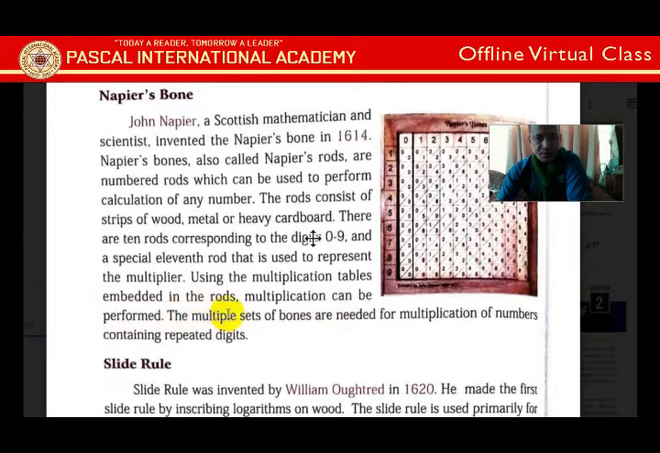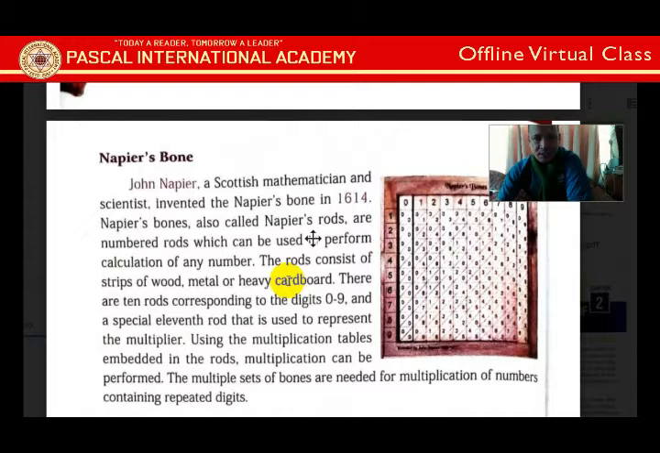Multiple sets of bones are needed for multiplication of numbers containing repeated digits. What it says is this Napier's bone is especially for multiplication. It can do lots of other work as well. How many rods are there? 10 rods, and a special one, that is the 11th rod also. So there are altogether 11 rods.